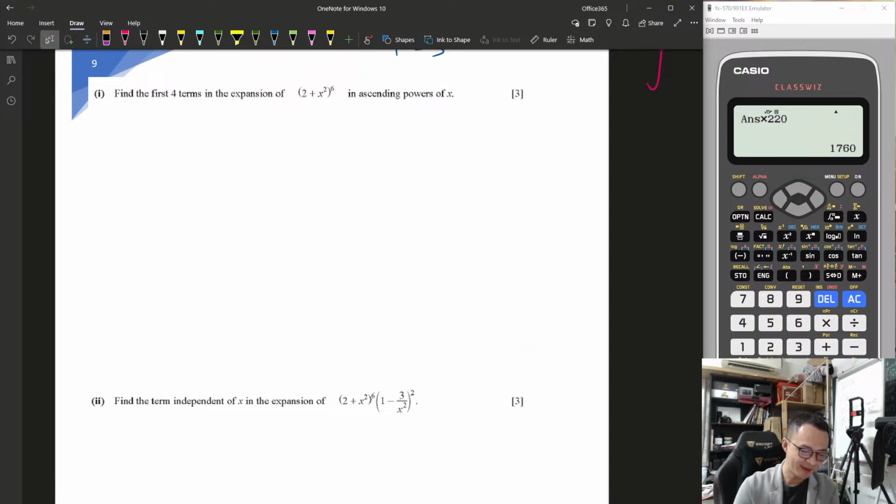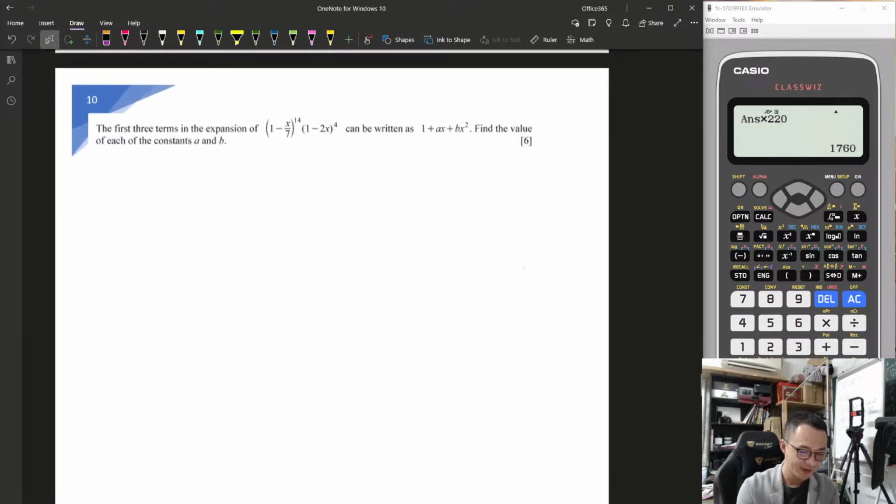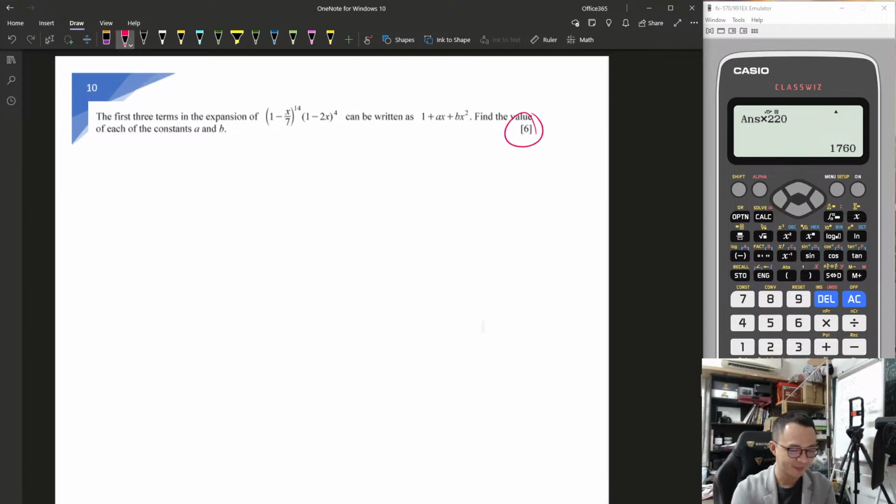Okay, expand the first four terms, independent of x. Those are very boring questions. Okay, this one, oh, 6 marks. Let's do this question. Right now we seldom have questions like this, where both also need you to expand. This one is a little bit hard, I would say. So if you don't like this topic, then you might not like this question.